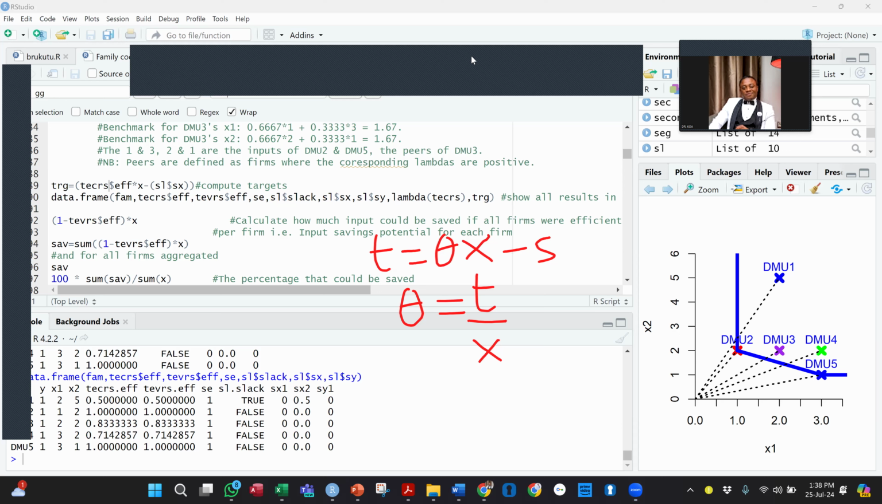So if I'm looking for the target, it's just cross multiplying. That's what gave us the power. But you always have to subtract slacks. If the slacks is 0, then no problem. If the slacks is not 0, no problem. You will calculate target a lot. I just wanted you to know that's how you calculate target. All right, so how do we get the target of any particular DMU? Let's run this and see.